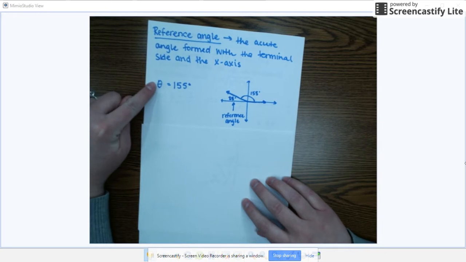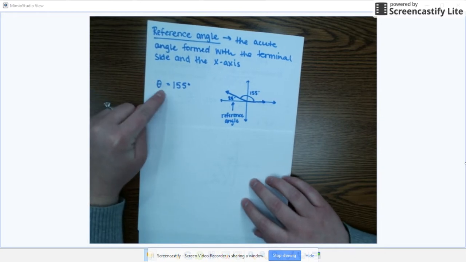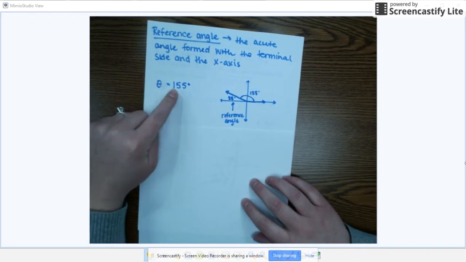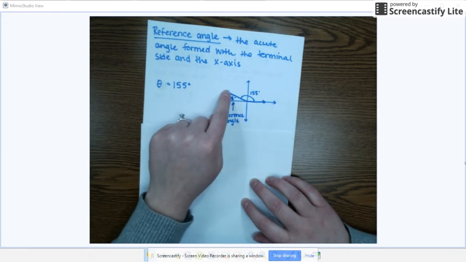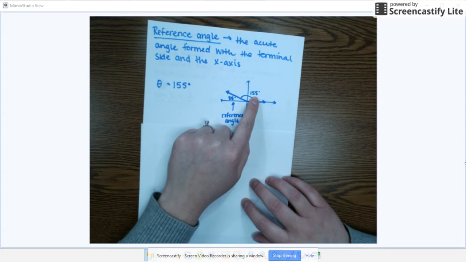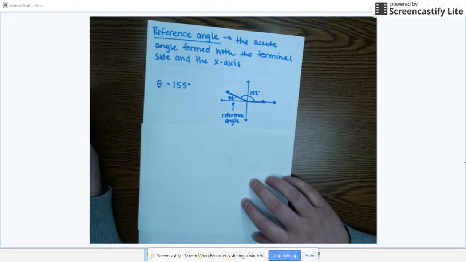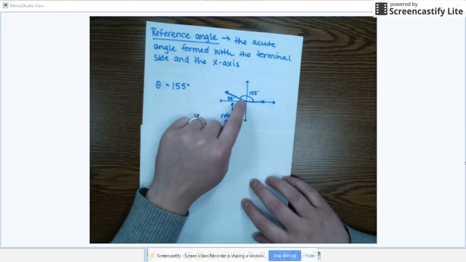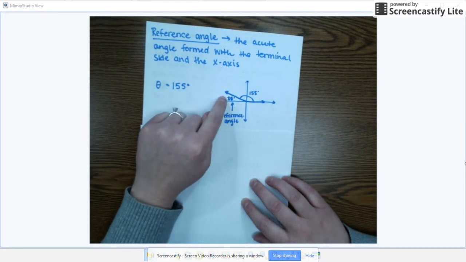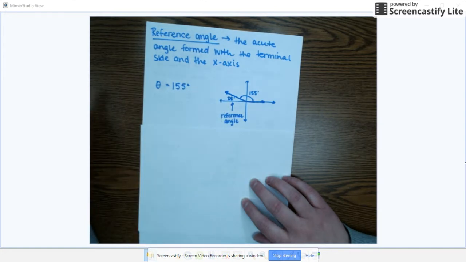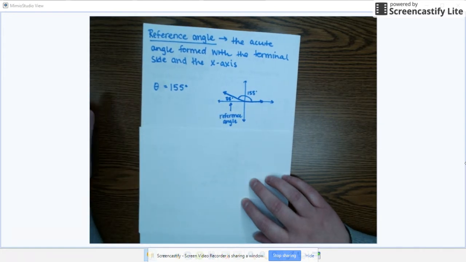So if we look at a measurement of 155 degrees, remember this is theta, that just means angle. So our angle is 155 degrees. Well, that comes over here. 155 clearly is not an acute angle. So we need to find an acute angle that's formed with our terminal side, which is right here, and the x-axis. So it's this little 25-degree angle. That's going to be what we refer to as our reference angle.